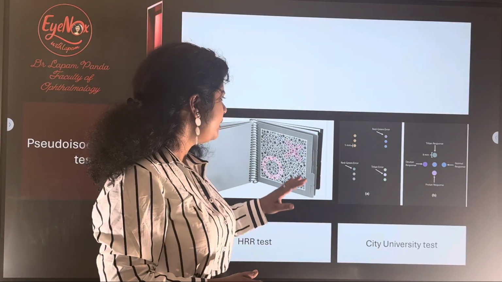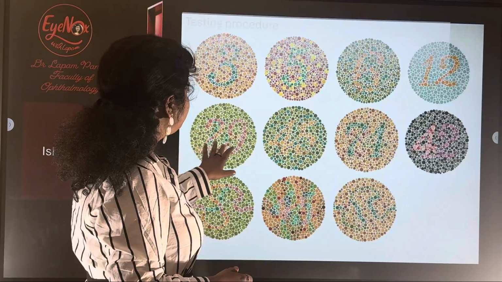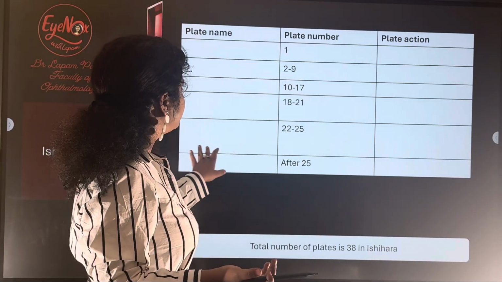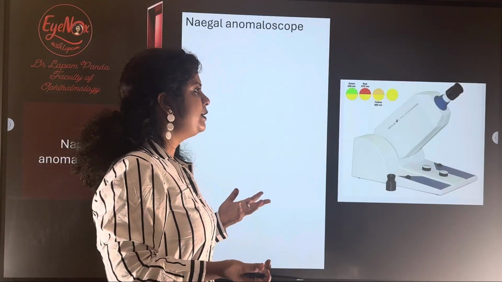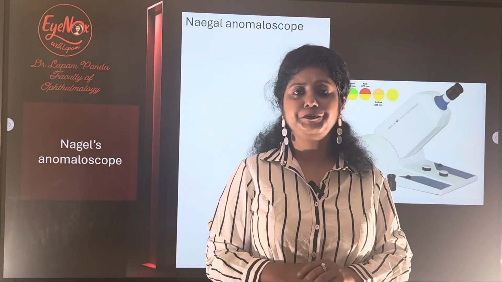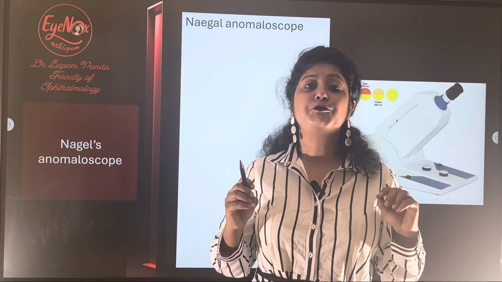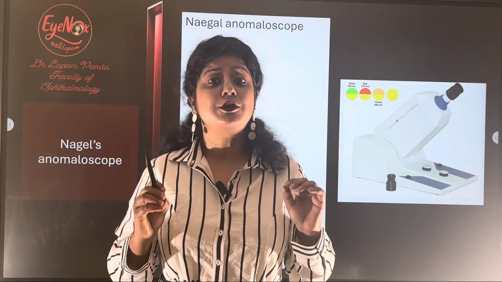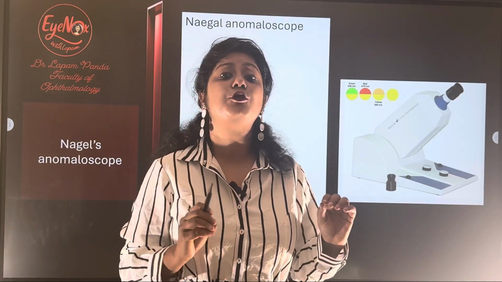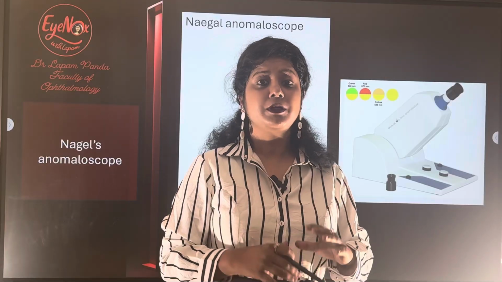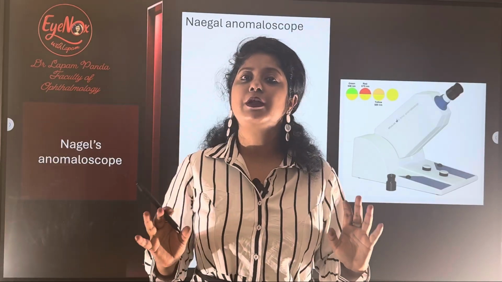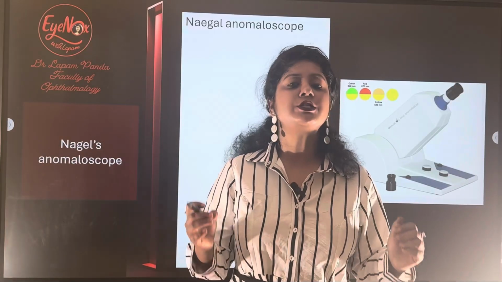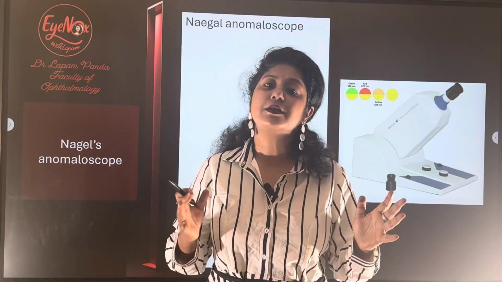Okay. So before going to the Ishihara, we will learn the rest, a couple of tests that are left, and then finally we'll come on to the Ishihara. So what are the rest of the tests? One is Nagel's anomaloscope. Nagel's anomaloscope is a very beautiful equipment, and in fact it is the gold standard for color vision assessment. It is the best test, but it is not available everywhere. It is a very costly equipment which is present only in a few labs in the world.